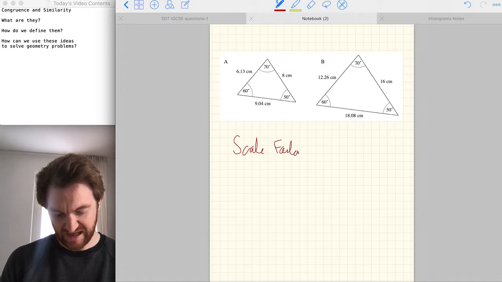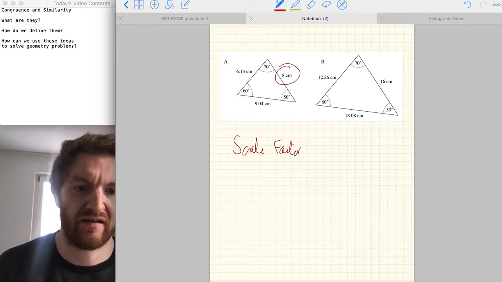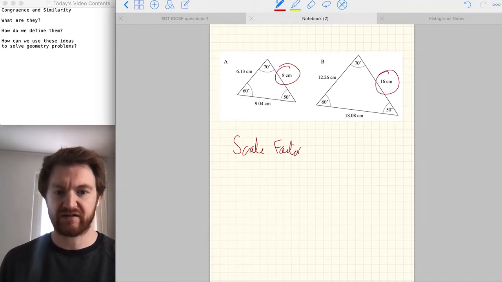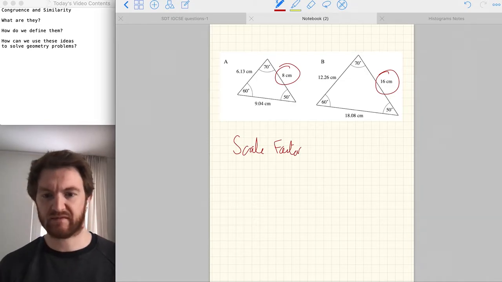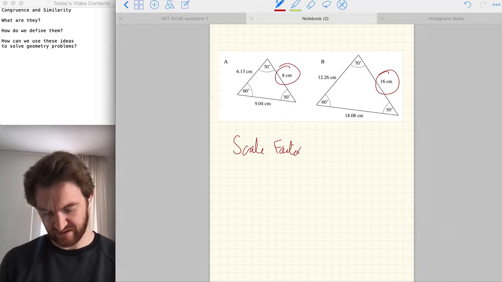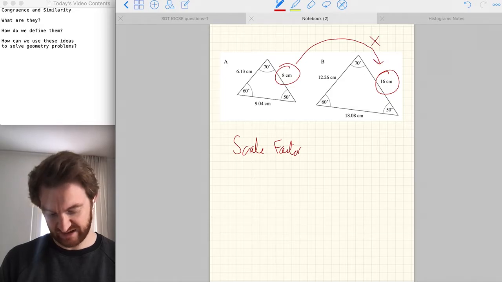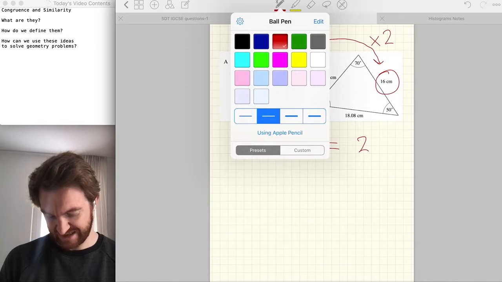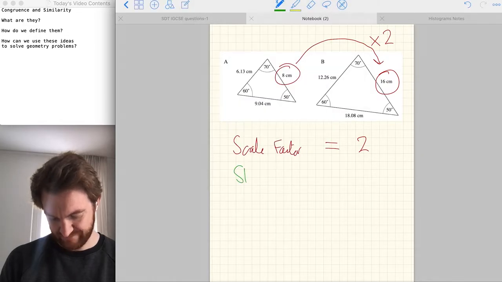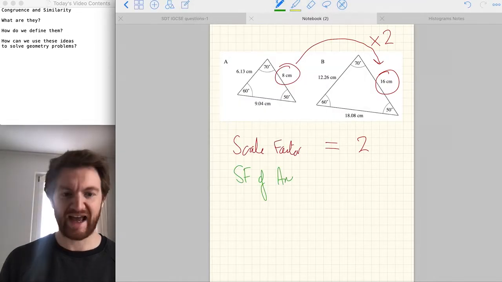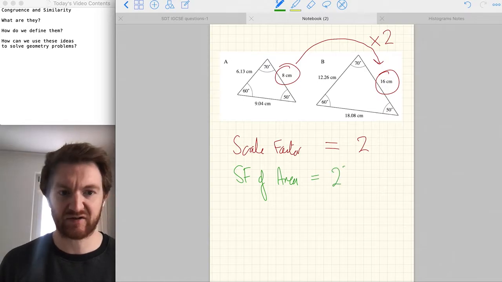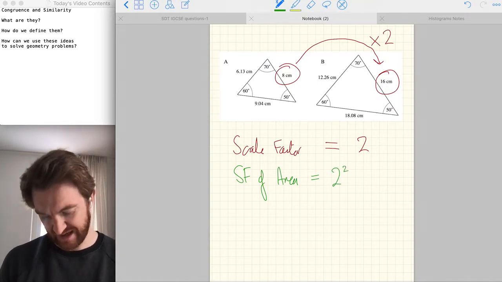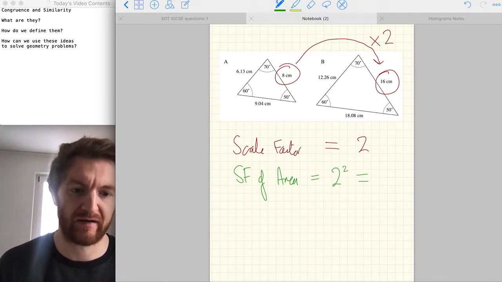I could compare any two sides which are the equivalent, so that's the same side on this, and I'm saying, okay, what am I multiplying by? And you can see that it's twice as big, so the scale factor would be 2. But the scale factor, or SF, for the area would be 2 squared, because we know that it's centimetres squared. So the area would be 4 times bigger.